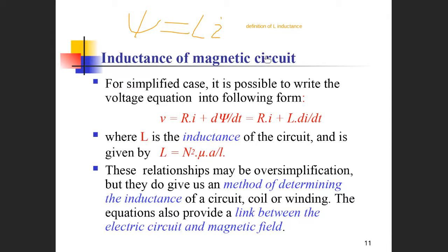Then look at here, we have the equation with the source voltage, the voltage drop across the resistance, and the voltage induced across the coil. So L is the inductance of the circuit, or the inductance of the coil.